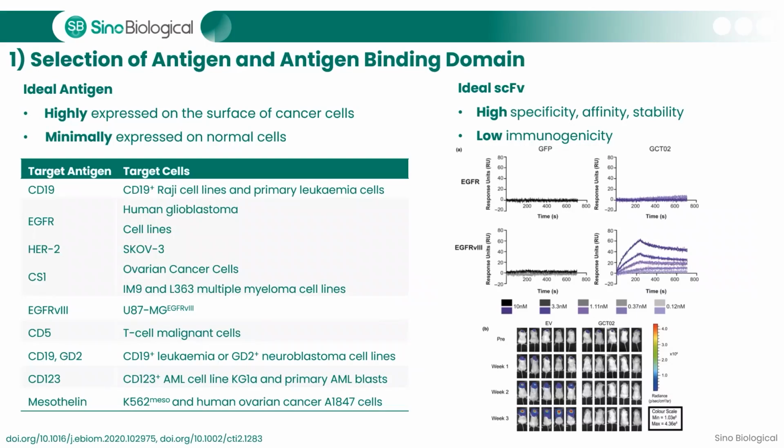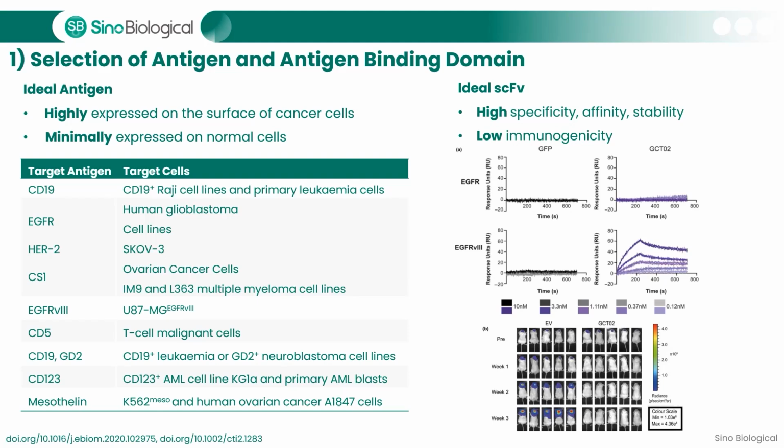The selection of an appropriate antigen is a crucial step in the development of CAR-T or CAR-NK cell therapy. To ensure the specificity, the target antigen should be expressed exclusively or predominantly on the surface of the tumor cells, and not on normal tissue, to minimize off-target cytotoxicity. The target antigen should not be essential for normal cellular function to avoid potential toxicity to normal cells. In this table, there are some typical target antigens which are highly expressed on the tumor cells.